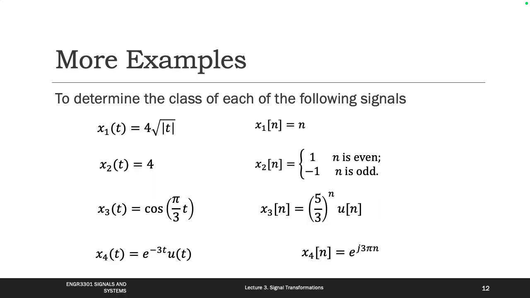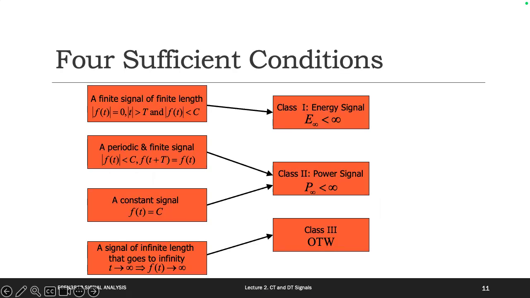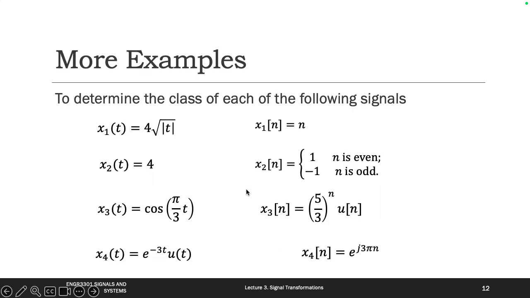So which class? When t goes to infinity, which class? Yeah, class 3. Am I right? How about this one? A constant. Class 2. How about this one? Yeah, periodic. How about this one? Actually, let's move on to this. Yeah, this one, it's class 1.